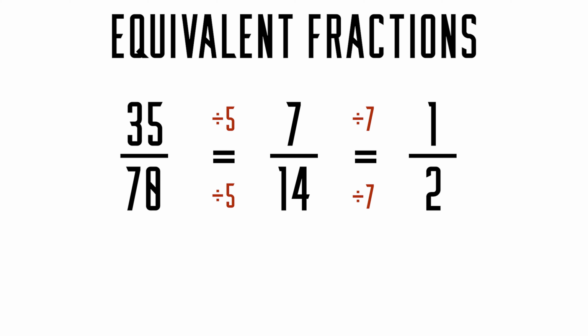And if we do that, we ask how many 1s are in 1, there is still 1, and how many 1s are in 2, there's still 2. So it would be the same fraction. We've simplified a fraction of 35 over 70 through two different steps by dividing by 5 and dividing by 7.